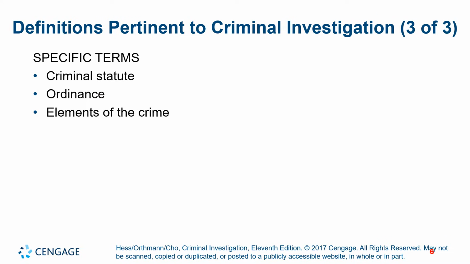You have criminal statute, which means that most criminal law is established by statute, which is to say that most laws, well, all laws, are enacted by a legislature. An ordinance is a piece of legislation enacted by a municipal authority, like a city banning smoking in restaurants, for instance. And then you have the elements of the crime. Those are all the things that make up the crime as a whole.